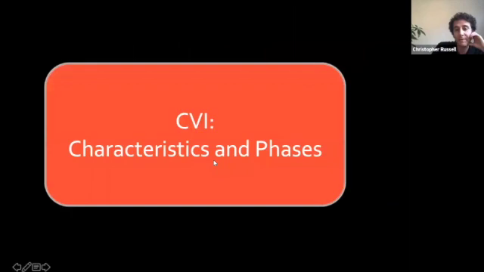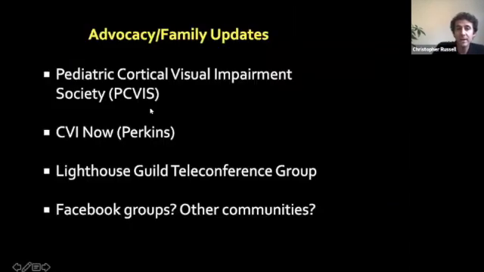So these are just family resources to share with families that you're working with. And if you haven't seen it, Pediatric Cortical Visual Impairment Society, PCVIS. I'll type it in the chat box, pcvis.vision. Their website is relatively new and is very comprehensive in the information that it provides for families and professionals. Really good resources there.